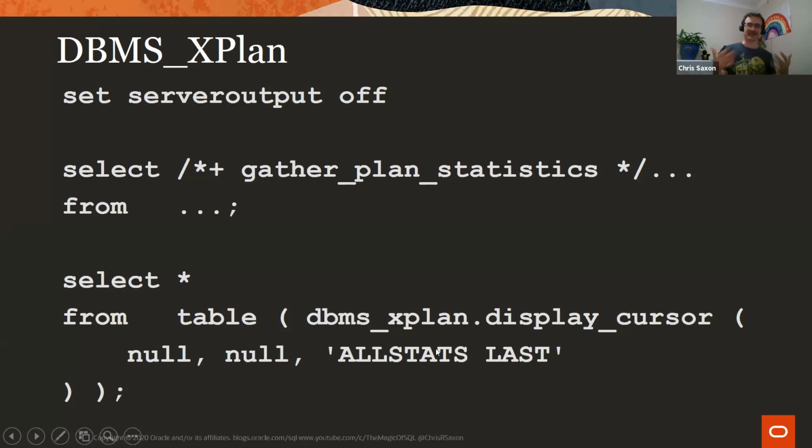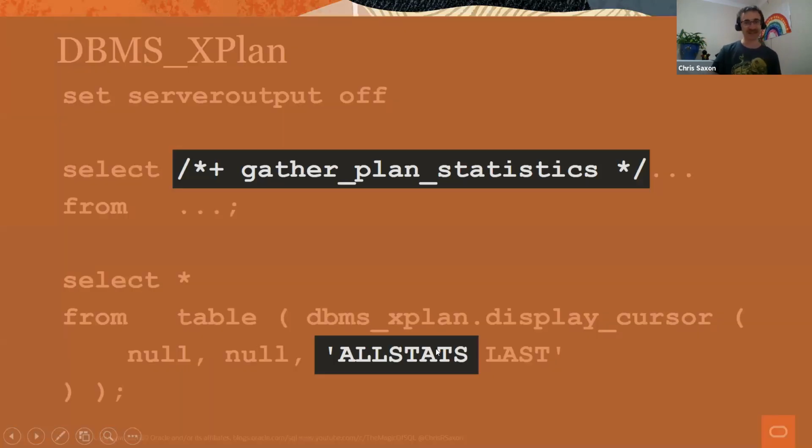So we'll run it like this. We'll set server output off, and run your query with the gather plan statistics hint. Very important, because without this, we just get the shape of the plan. We don't get details about how many rows we actually processed, or how long it actually took. You need that hint, or in the session, you can alter statistics level to all. Set that, run your query, and afterwards call DBMS Xplan.